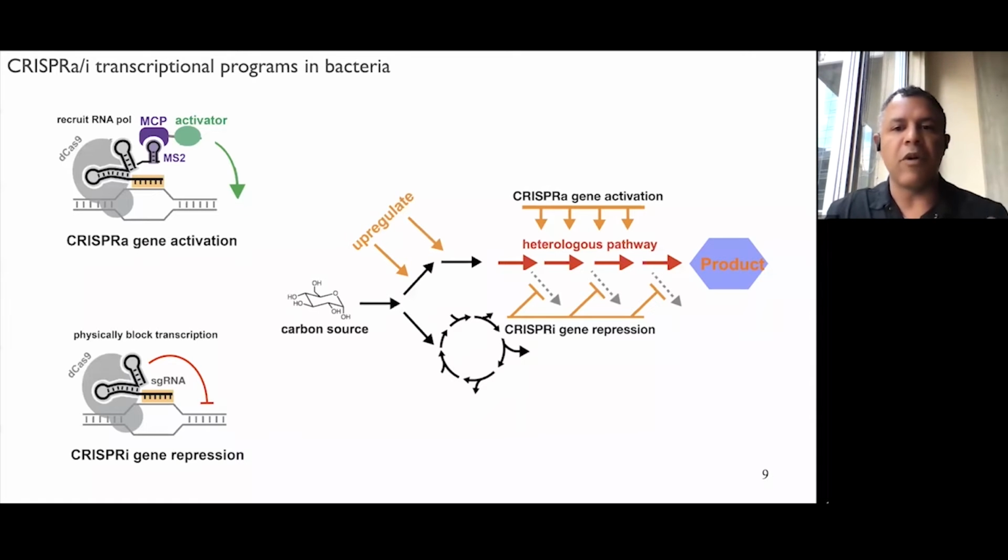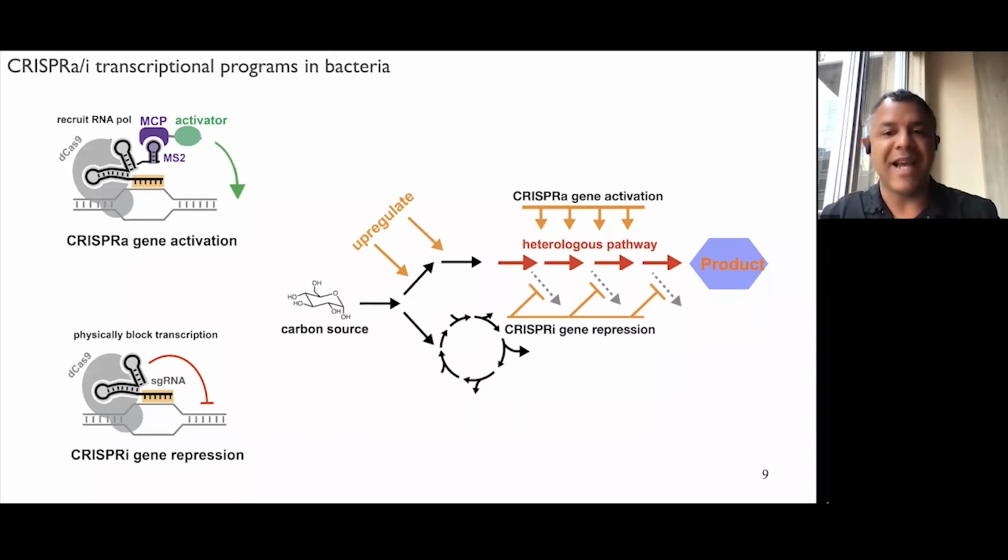So our general approach is to use nuclease defective Cas9, so dCas9, with a guide RNA that specifies a target site on DNA. So if we target this complex to a promoter or an open reading frame, this will generate CRISPR gene repression, so CRISPR inhibition.